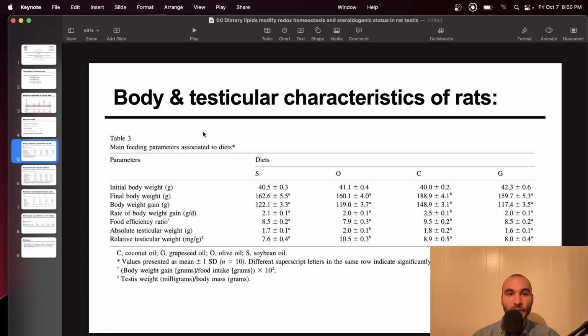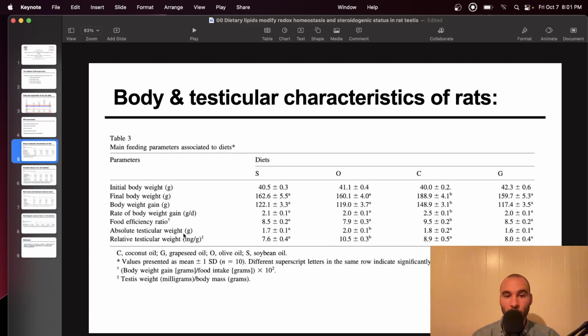The first thing we're going to talk about here is the body and testicular characteristics of the rats. So first things first, the heaviest rats altogether wound up being the coconut oil fed rats, whereas the lightest was the grapeseed oil. So the rats fed the coconut oil had the greatest amount of body weight gain. They had the fastest rate of body weight gain. They had the best food efficiency ratio, meaning they were best able to convert the food that they were eating into actual body tissue. It doesn't necessarily tell us here whether that's fat or lean tissue. I'm sure there's a decent amount of fat. We won't talk about that for this specific paper because we don't know.